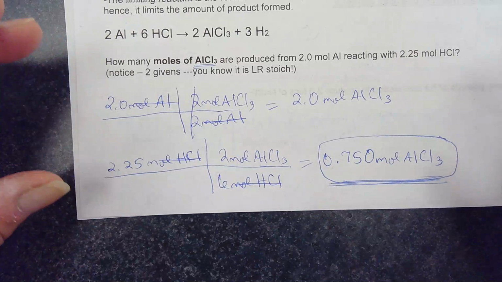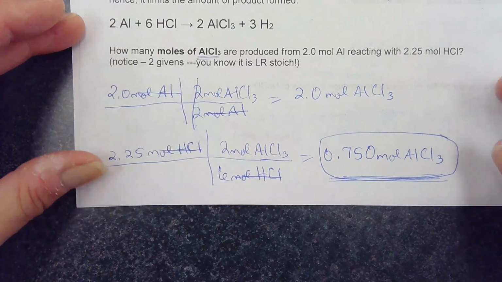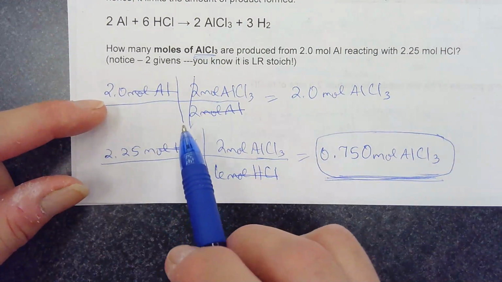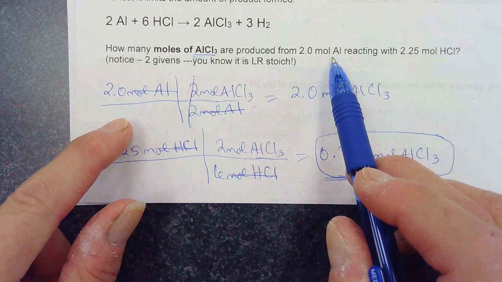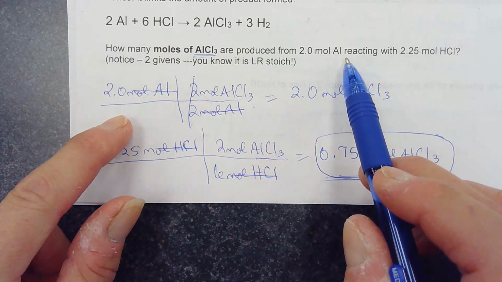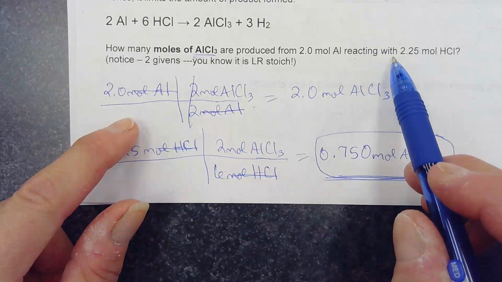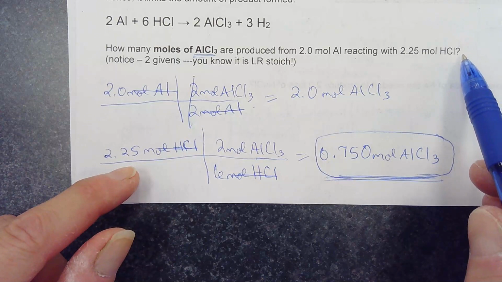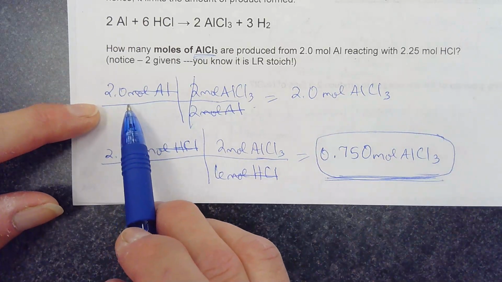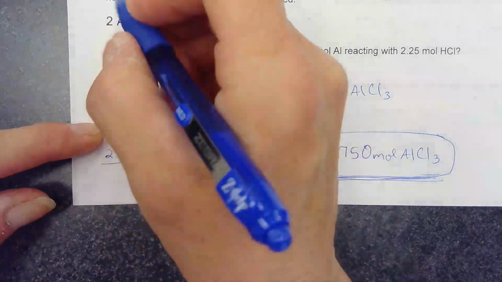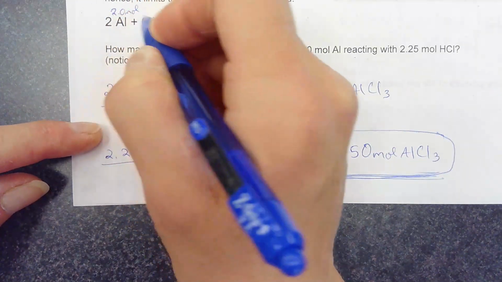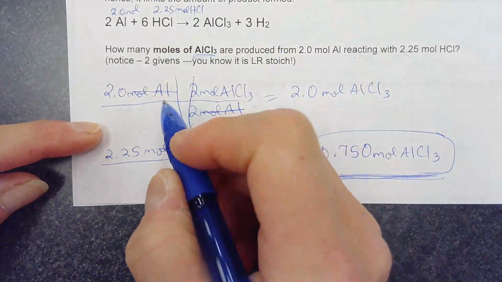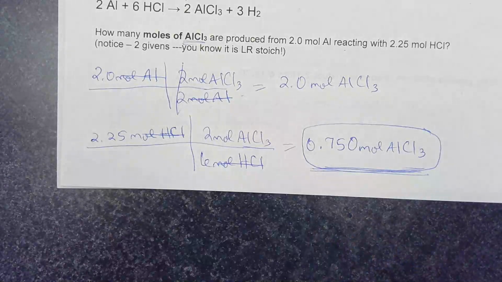What is this problem doing? What's happening in this problem? It says 2 moles of aluminum reacting with 2.25 moles of HCl. In other words, 2 moles of aluminum plus 2.25 moles HCl. That's what it's saying. You're mixing them together.